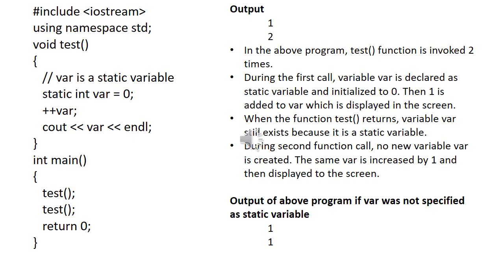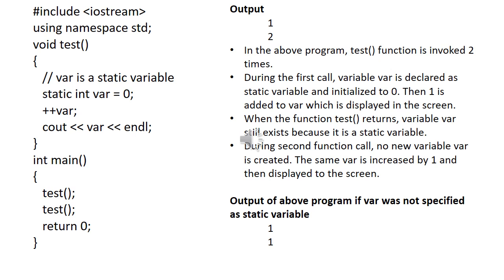When the function testof returns, variable var still exists because it is a static variable. The lifetime of static variable ends only when the program ends. During the second function call, no new variable var is created. The same var is increased by 1 and then displayed on the screen. That is, the value of var at that time is 1, and when you call it the second time, it is again incremented by 1 and you will get a result 2.